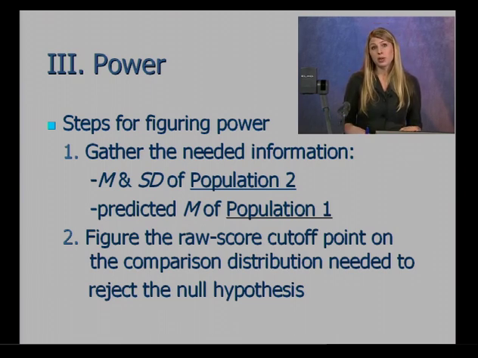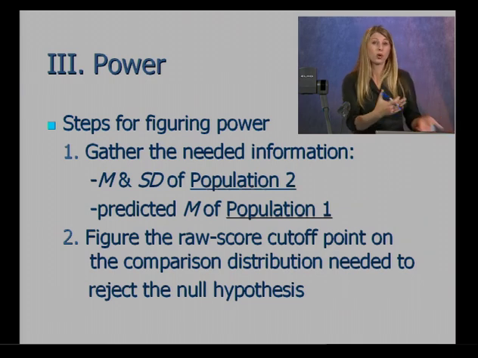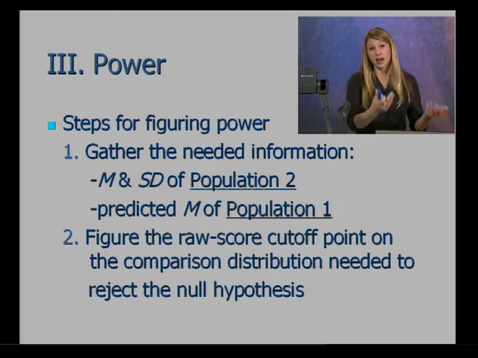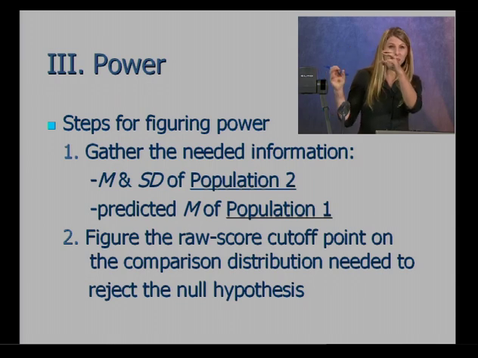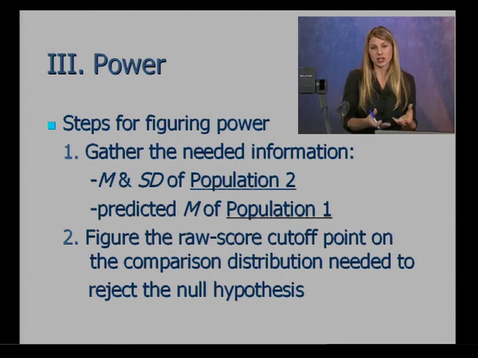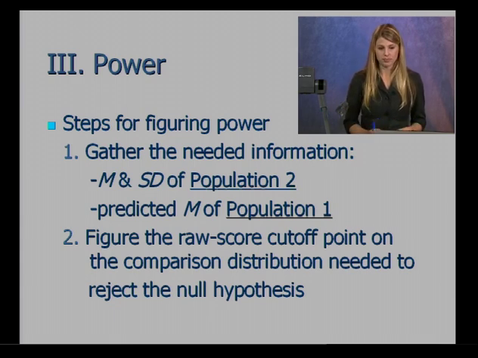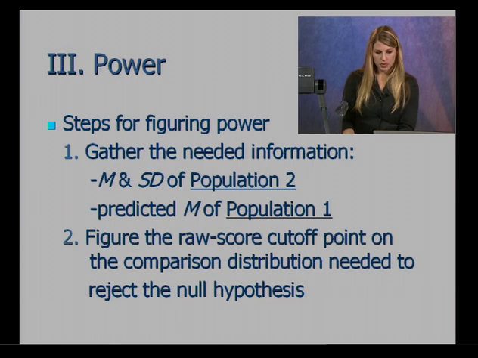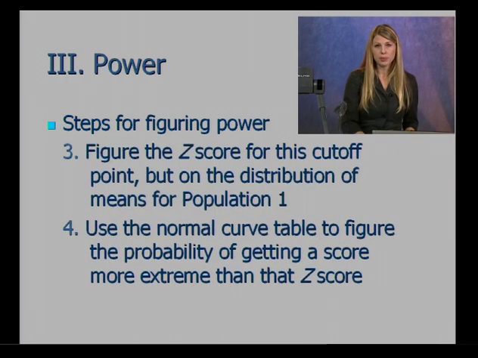Now, power is your ability to reject the null. If I do a study where the null's false, where the groups are different, am I going to statistically be able to reject the null? And what percent of the time, because remember, you might get a sample that's extreme in the tail and it doesn't get rejected. So what percent of the time am I going to reject the null? That's your power. So then you need to figure the raw score for the cutoff point on the comparison distribution, or population 2. And then the next step, you figure out a z-score.